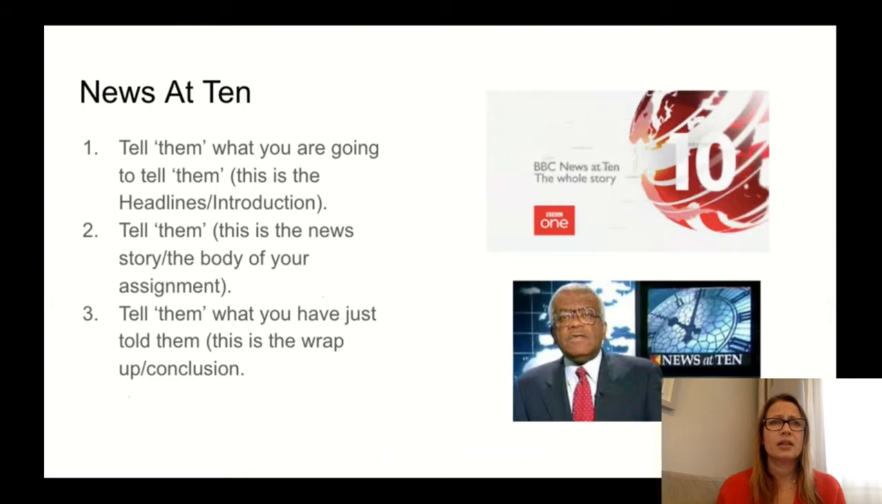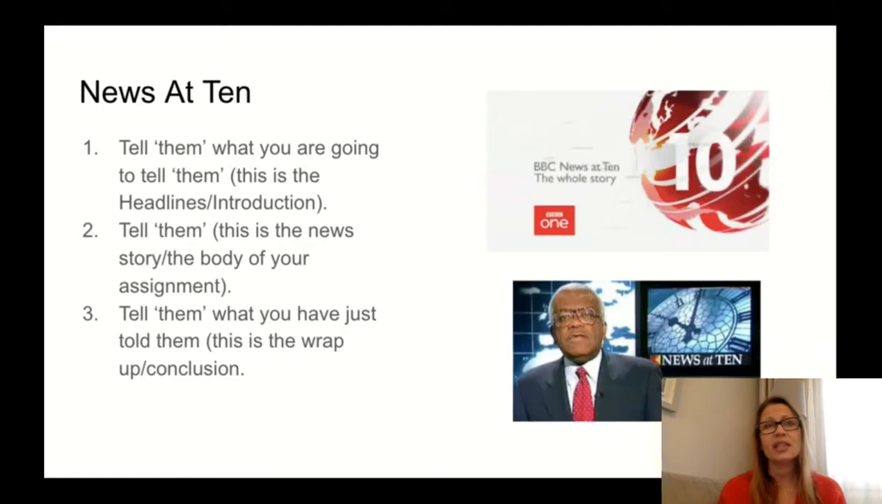Something worth bearing in mind here is thinking about the introduction, the body of an assignment or presentation, and the conclusion as being like the news at 10. If you watch the news, you are usually provided with the headlines. So you're going to tell your audience what you're going to be talking about. You're going to tell them what you're going to tell them. It's the headlines, the introduction of what your assignment or presentation is going to be all about. Then you're going to get on with it. You're going to tell them all about everything that you want to discuss in your assignment or your presentation. So that's part 2.